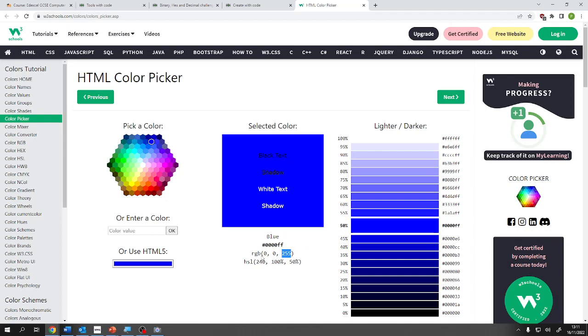So notice 00255 is going to be 0 for red, 0 for green, and FF. We're not writing 255, we're writing it as hex. So if you put in a value, FF, FF, FF, white.